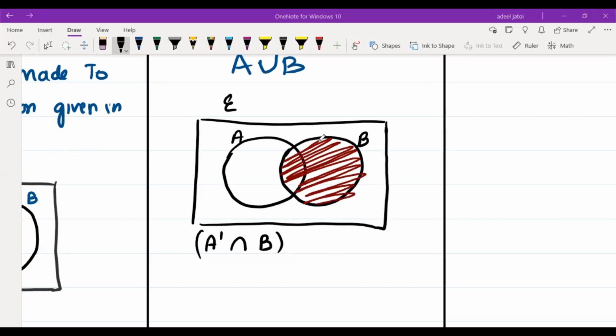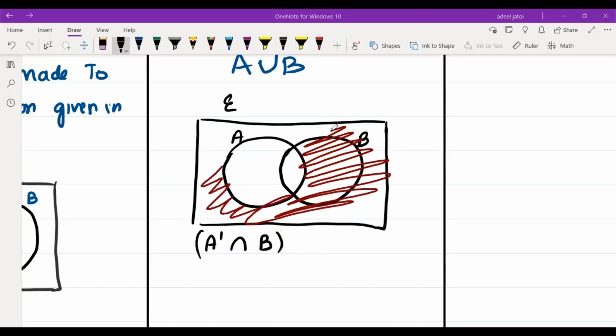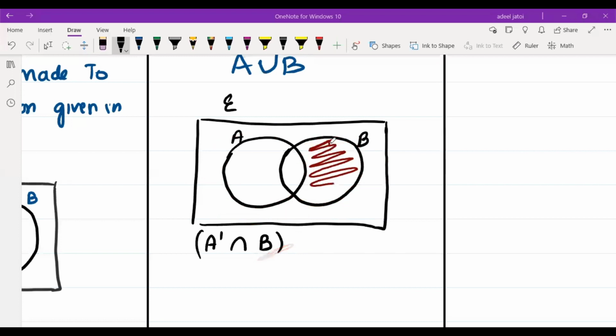So what was the common thing? Intersection means what? Common. So what was the common thing between A complement and B? A complement is outside A, right? And for B, it means only this point. So to shade this, for B, this was the point, right?